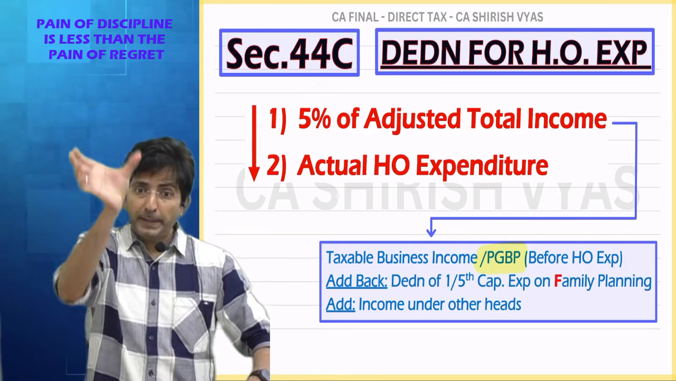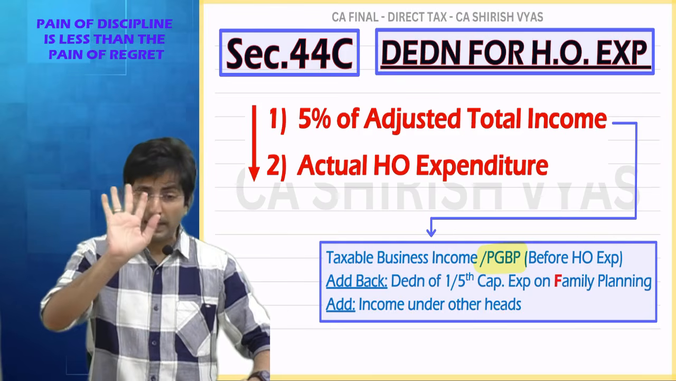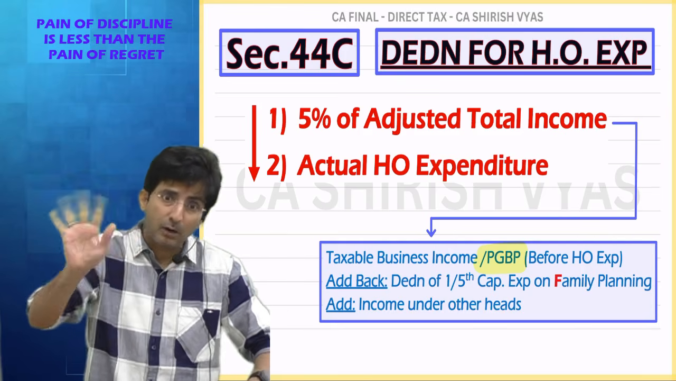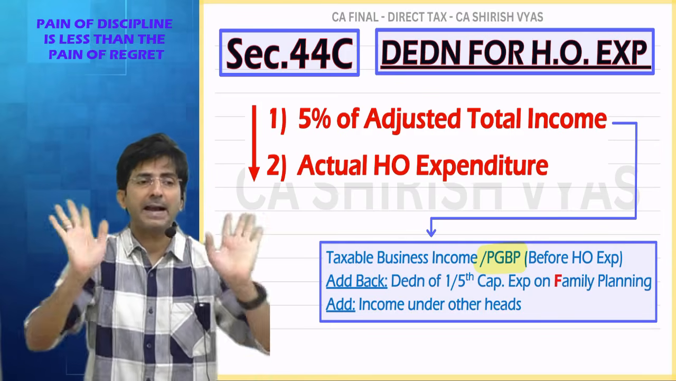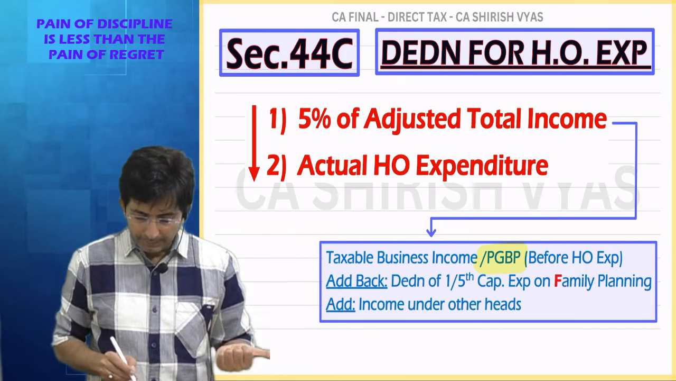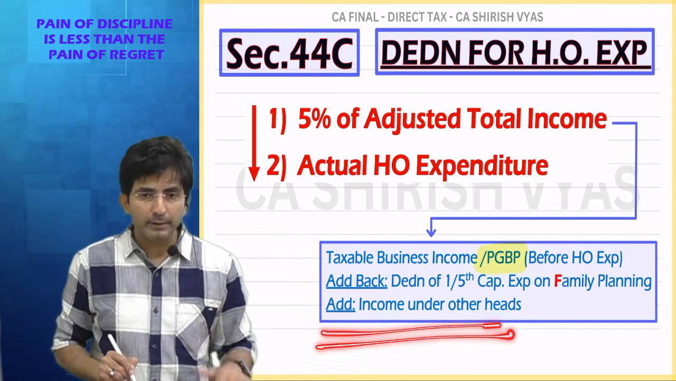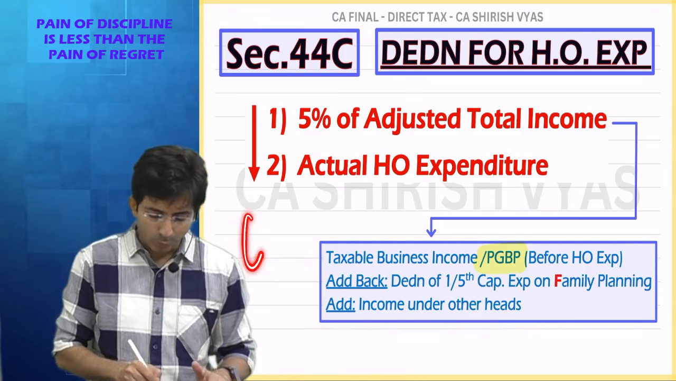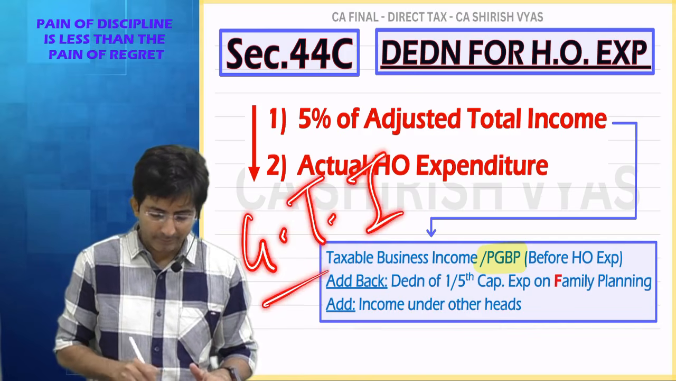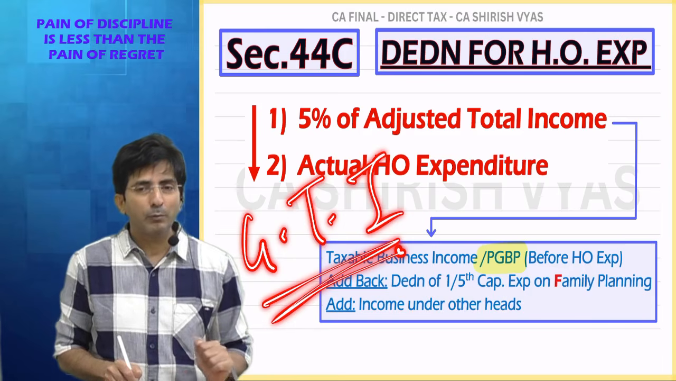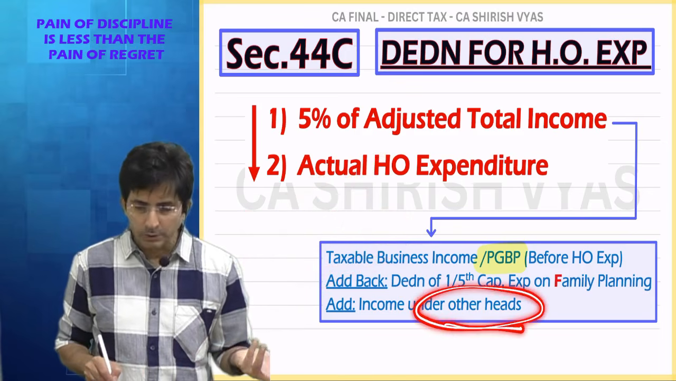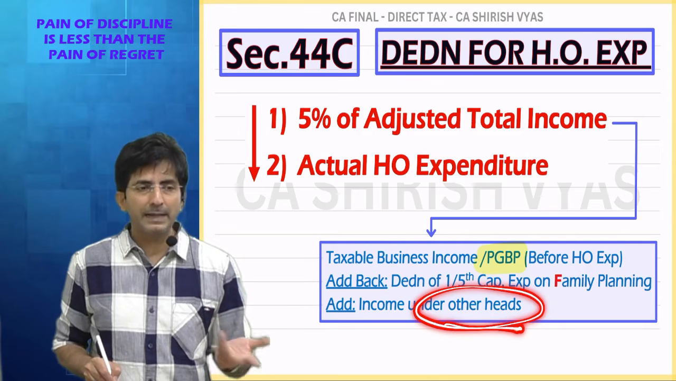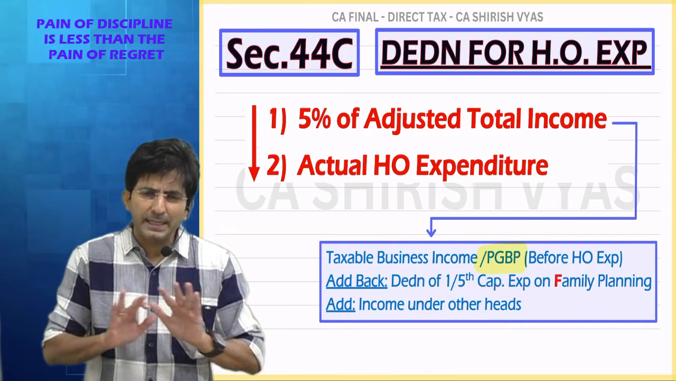When you prepare the main five heads of income, there the family planning expenditure deduction is allowed. Then you will add it back once again, for the timing. And then add all other heads of income. See, basically it is like gross total income only I am taking. But why am I saying gross total income? Because in PGBP little tantrums are there. See, other heads I am taking as usual. What are the other heads? House property, capital gain, income from other sources. So just take as it is.